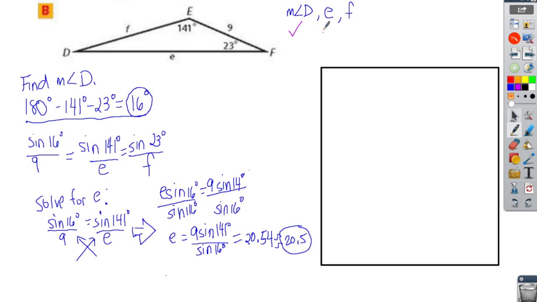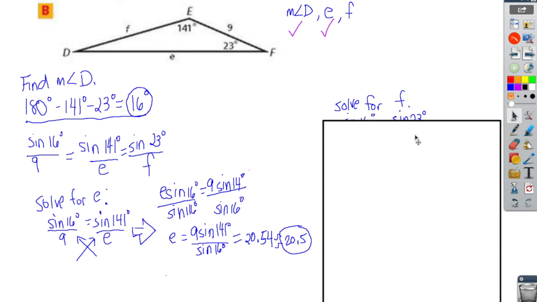So let's put a check mark. We found side E, and now we're down to the last side length. At this point, you continue to use your law of sines. We're going to solve for F, labeling it once again like so. All right, let's look at the next step.